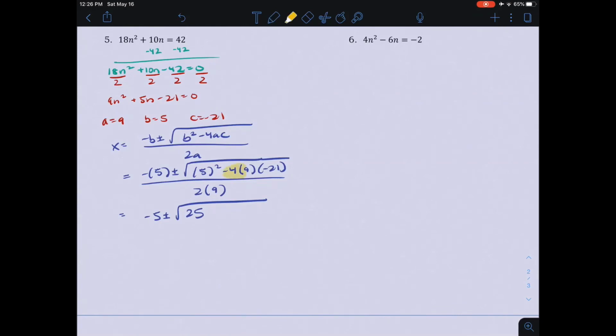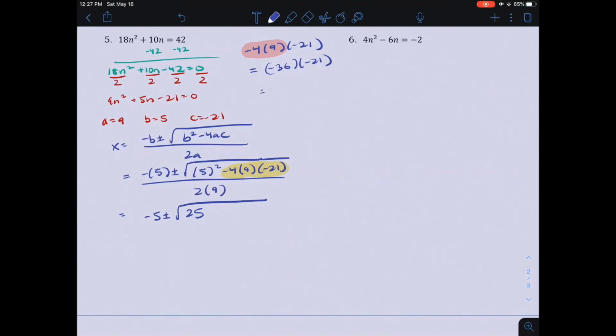Now here the numbers get kind of big, right? Negative 4 times 9 times negative 21. I'm going to show you how you can multiply these out when they start getting kind of big. You have negative 4 times 9 times negative 21. I always first just choose two of the numbers. So for example, let me just do these two numbers and multiply that first. So negative 4 times 9 is negative 36. Negative 36 times negative 21.